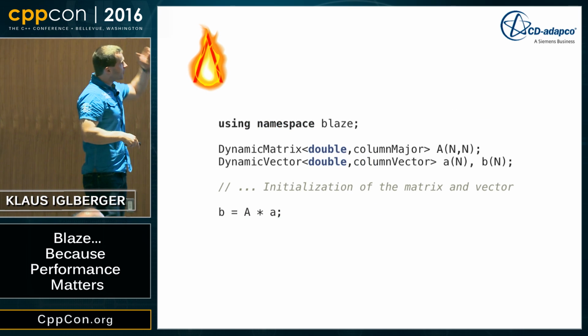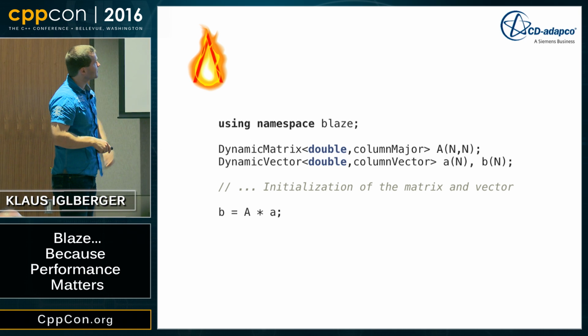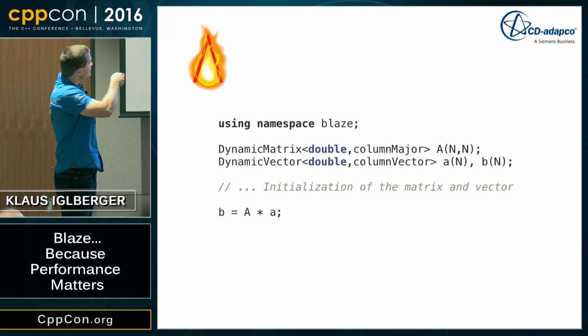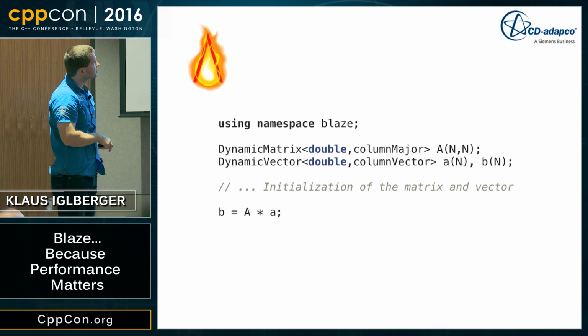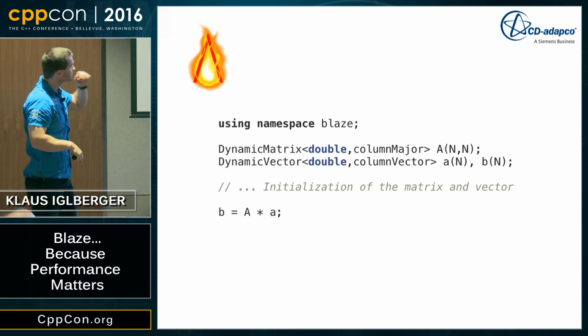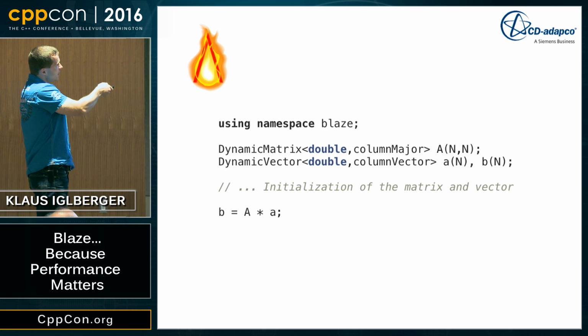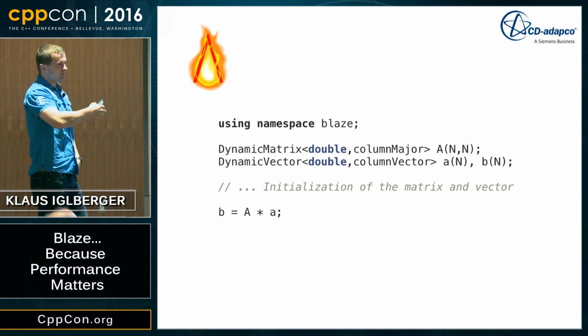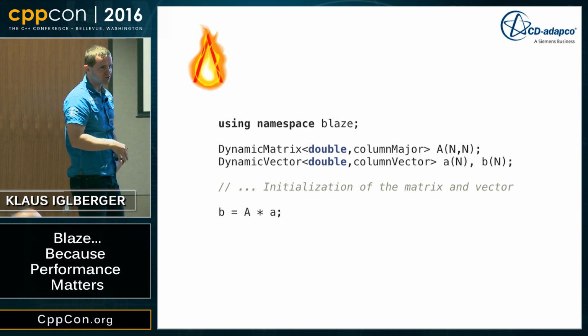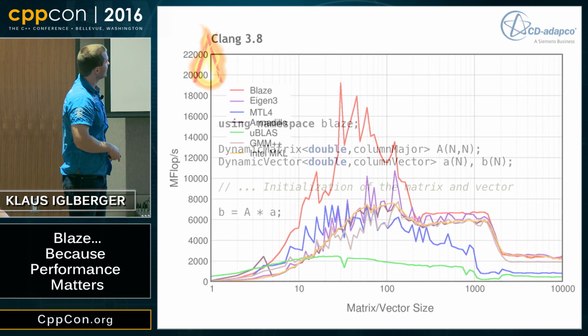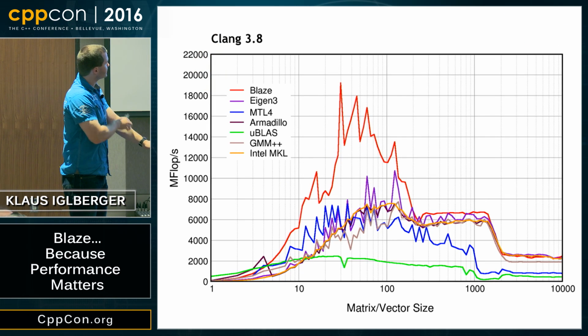Okay. The operation that I want to show is a matrix vector multiplication. I have, for instance, a dynamic matrix, column major matrix A, size n by n, and a dynamic vector of n elements, so two of them, A and B. And as you would expect, I just multiply the matrix and the vector, and assign it to another vector. Very convenient. This is the performance that you get.